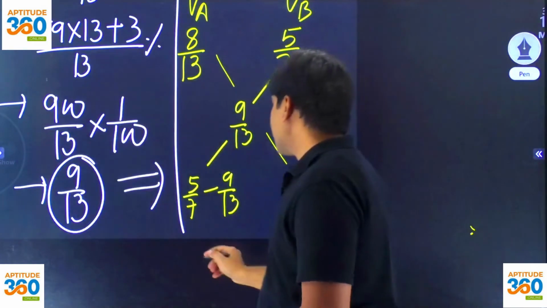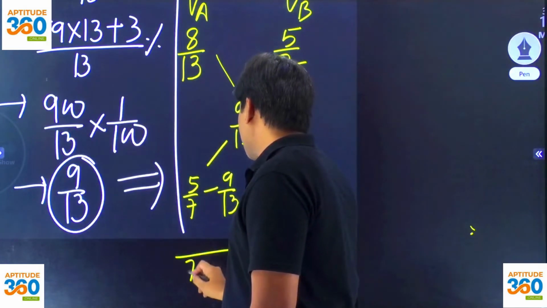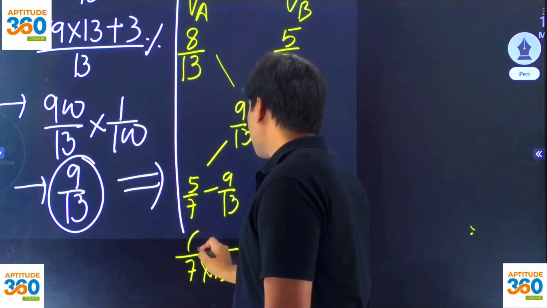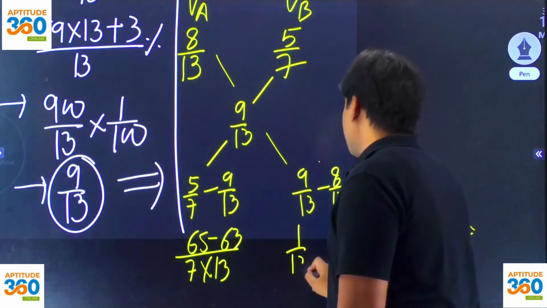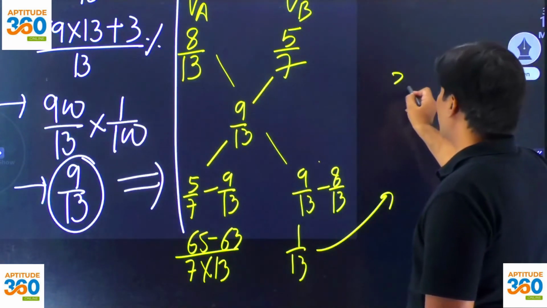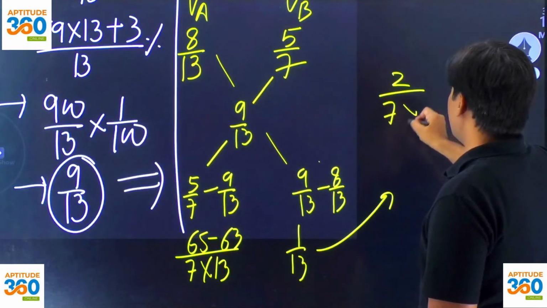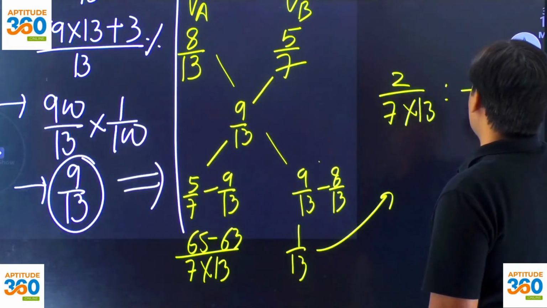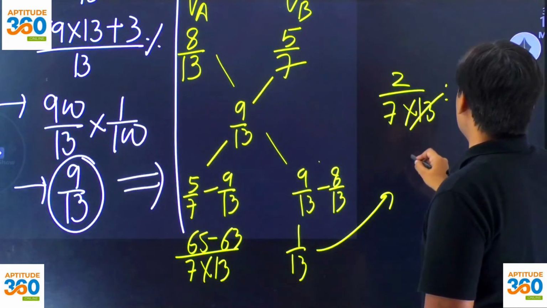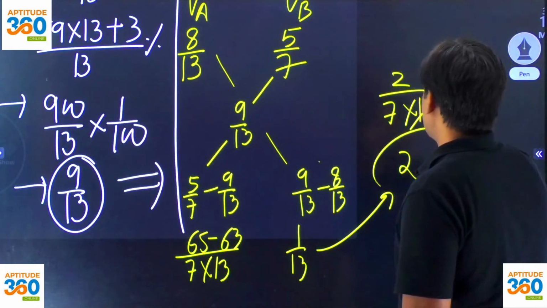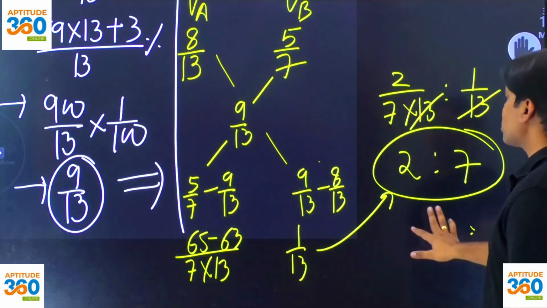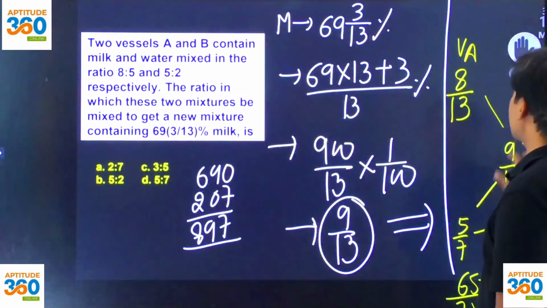This one is 7 into 13. So this is 63, right? And this is 1/13. So this would be 2. 7 into 13, 1/13. So 13 gone. And then what do we have? 2:7. This ratio comes out as 2:7. Do I have this as an answer? Yes, this is the answer.